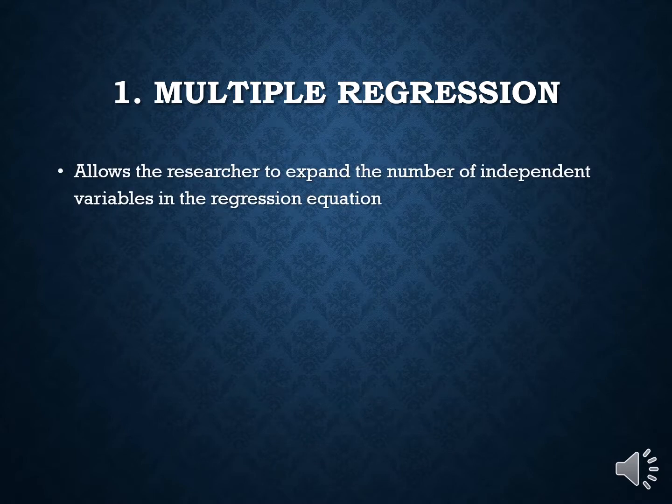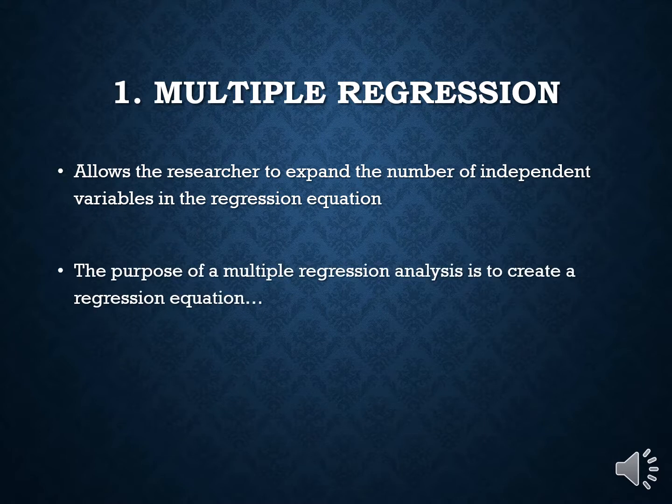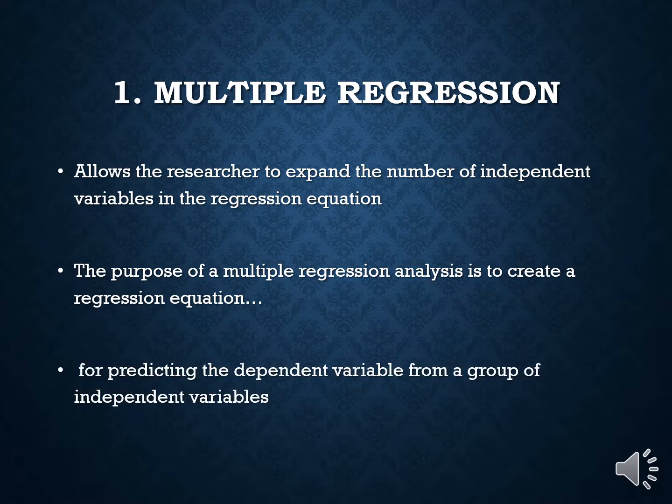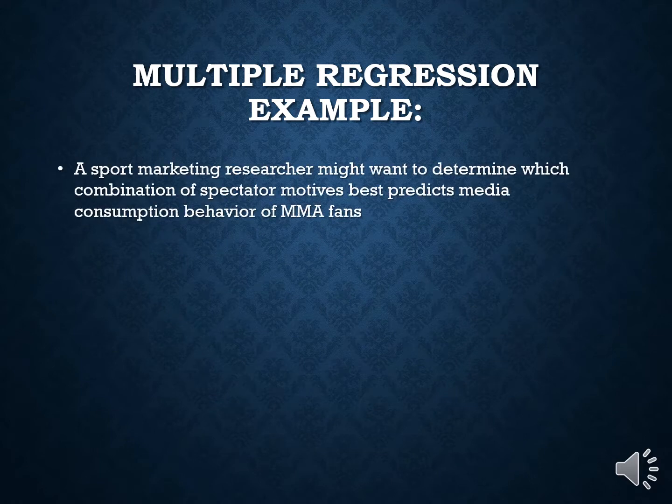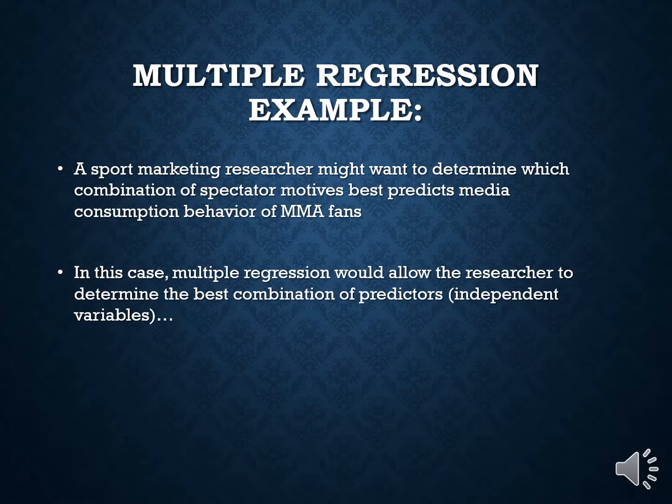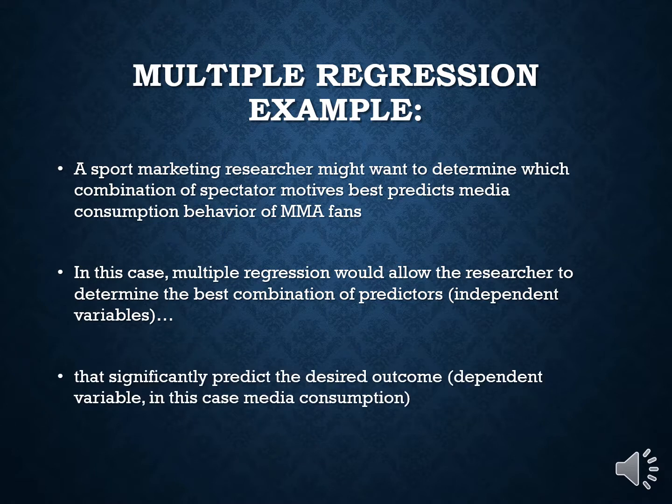Multiple regression allows the researcher to expand the number of independent variables in the regression equation. The purpose of multiple regression analysis is to create a regression equation, and this equation is used for predicting a dependent variable from a group of independent variables. For example, a sports marketing researcher might want to determine which combination of spectator motives best predicts media consumption behavior of MMA fans. In this case, multiple regression would allow the researcher to determine the best combination of predictors, i.e., independent variables, that significantly predict the desired outcome, which is a dependent variable, in this case of media consumption.